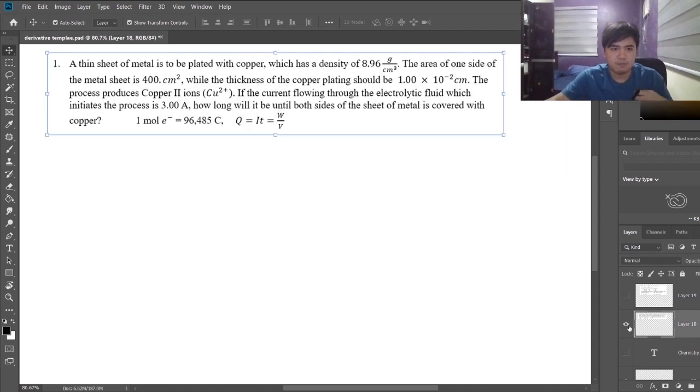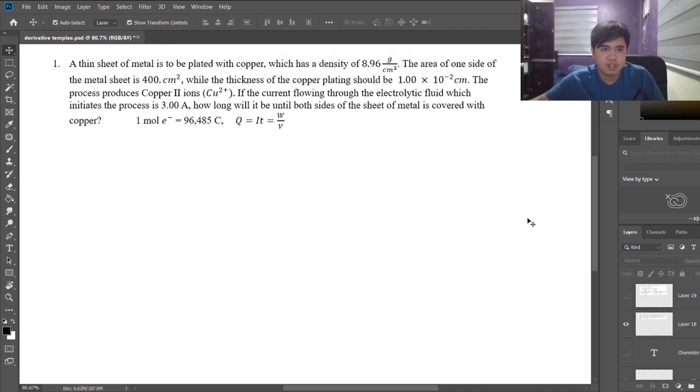A thin sheet of metal is to be plated with copper, which has a density of 8.96 grams per cubic centimeter. The area of one side of the metal sheet is 400 square centimeters, while the thickness of the copper plating should be 1.00 times 10 to the negative 2 centimeters. The process produces copper 2+ ions. If the current flowing through the electrolytic fluid which initiates the process is 3.00 amperes, how long will it be until both sides of the metal are covered with copper?